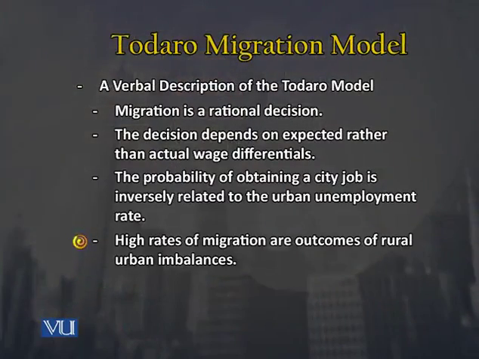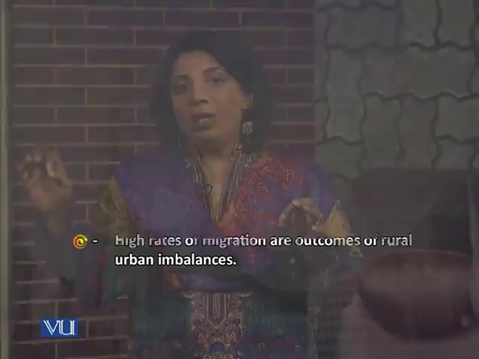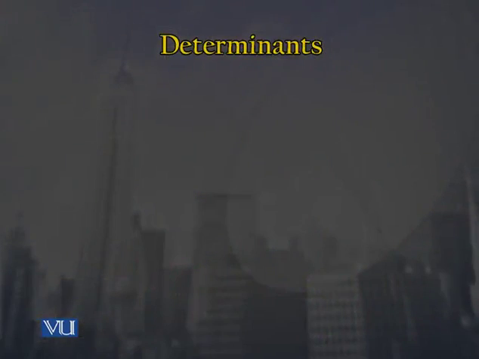Another important thing we are going to discuss in this model is that high rates of migration are basically the outcomes of rural-urban imbalances. If people are not content with the situations they are living in in the rural area, they decide to move for a better life towards the urban area. So this model encompasses all the major economic aspects that explain the motives of migration, why people decide to move from one place to another.